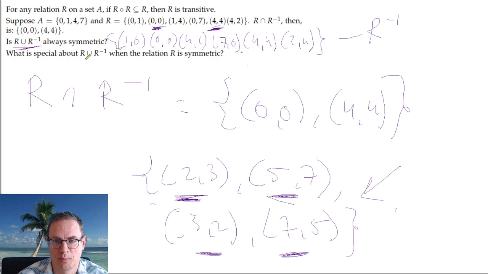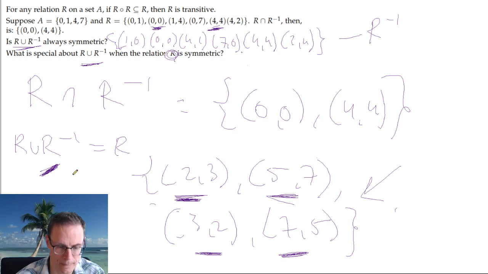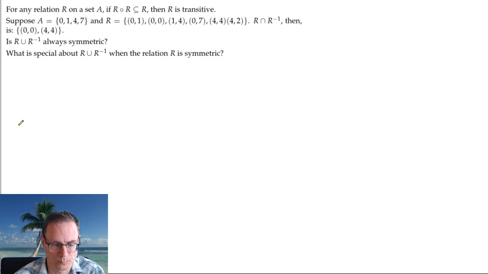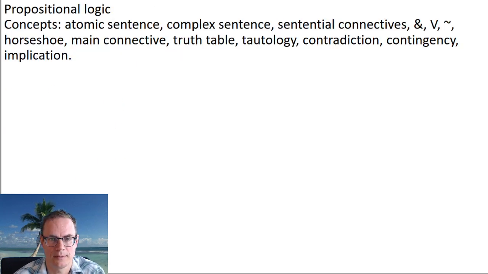And finally, what's so special about R union R minus 1 when R is symmetric? Well, if R is already symmetric, that means for every pair, the inverse is in it. So if you take the union of R and R minus 1, it's the same as R. So when R is symmetric, R union R minus 1 equals R. Nothing gets added by adding the reverse. All right, so I hope that was clear.